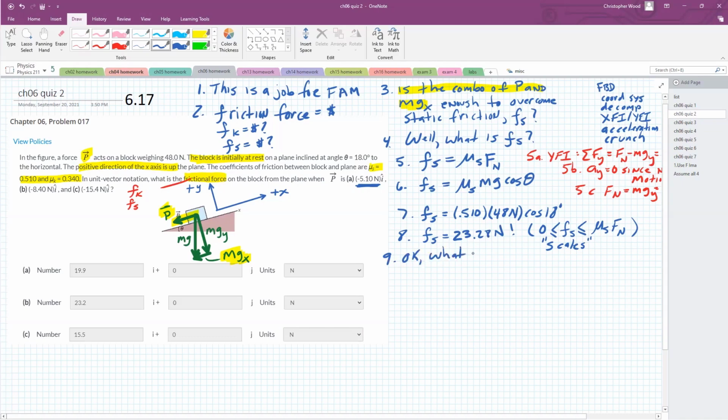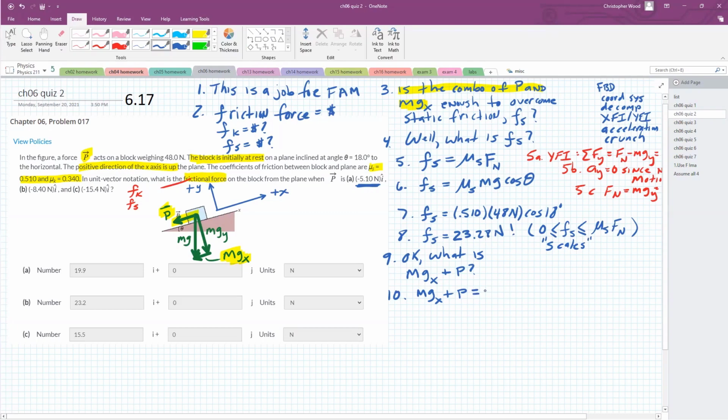What is the combination of mgx, which is trying to pull the box down, and p? This will tell me, is this box going to move or is it not going to move? So here's the combination: mgx plus p. And what I'm drawing here in step 10 are the downward oriented forces that are trying to drag the box down. Static friction is trying to resist those, trying to counteract those.